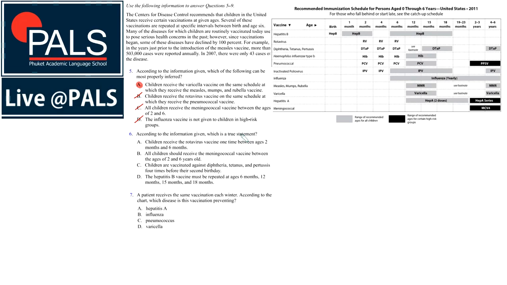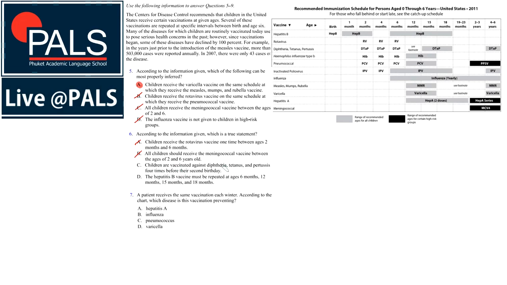According to the information given, which is a true statement, children receive the rotavirus vaccine 1 time between ages 2 and 6 months. Rotavirus vaccine here 1 time between 2 and 6. No, they receive it 3 times, so that is wrong. All children should receive the meningococcal vaccine between 2 and 6. We already answered that in the question before. It's only high-risk group, not all children. This one here, high-risk group.